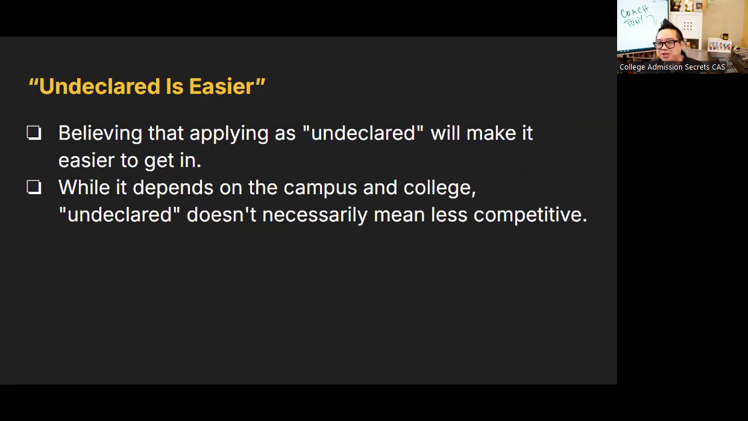Some people think undeclared is easier to get in. Not anymore in today's world. Undeclared, again, falls under the colleges, and like I mentioned earlier, you're getting admitted by the college. Even at schools like UCI, undeclared is one of those top 10 impacted majors. So it actually, not hurts you, but it makes it a little more competitive to be undeclared at a school like UCI.